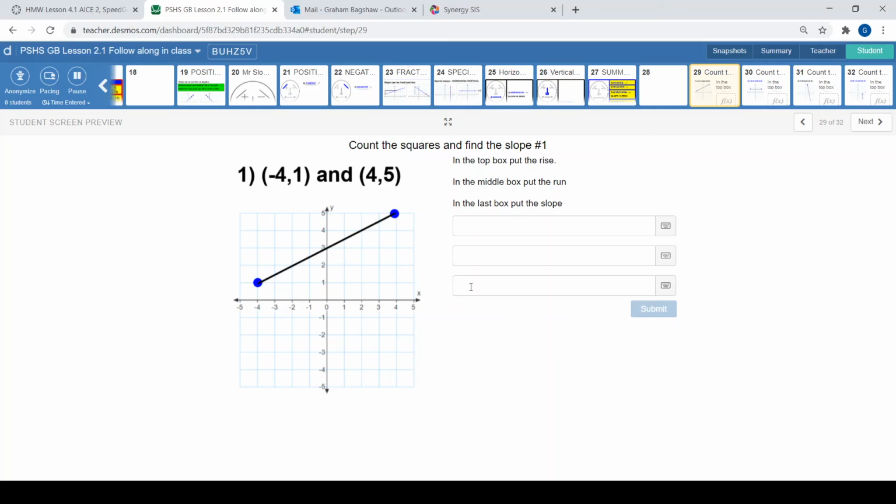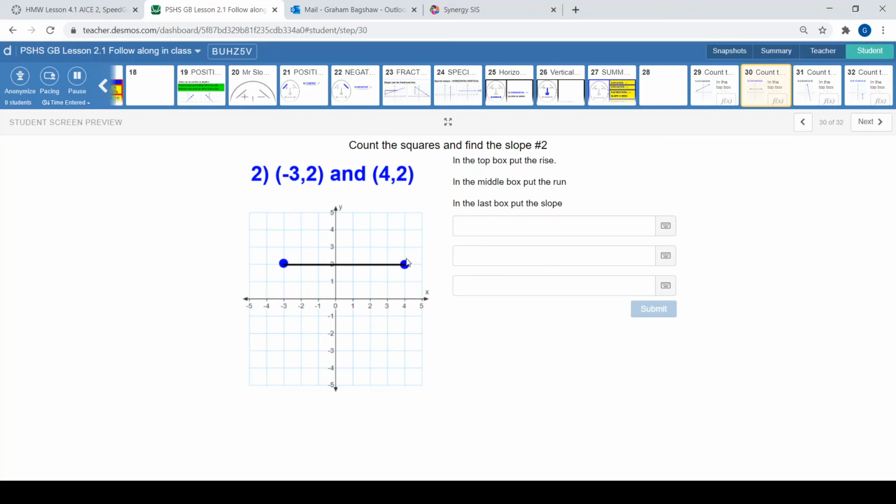I would prefer 1/2 over 0.5, but certainly some people did put decimals. The 1/2 is more useful because it actually relates to the picture. If you go up 1 square and across 2 squares, you get back to the line. So we try to use fractions when we're doing these questions.